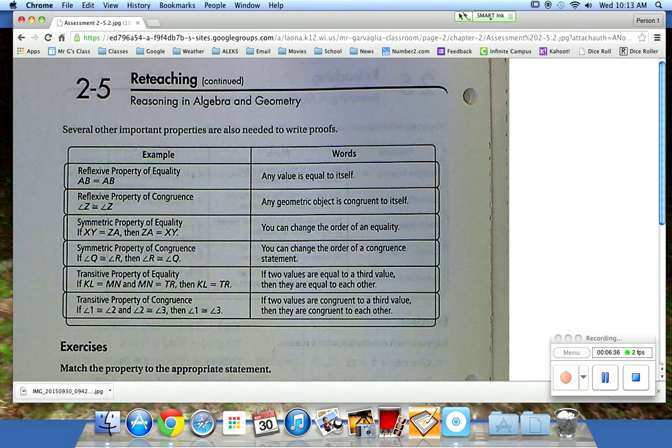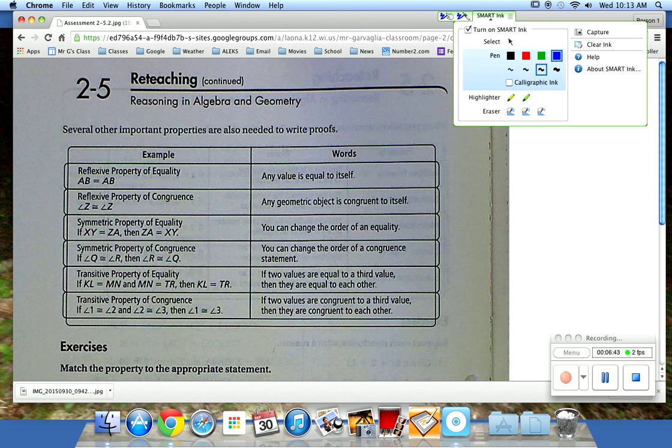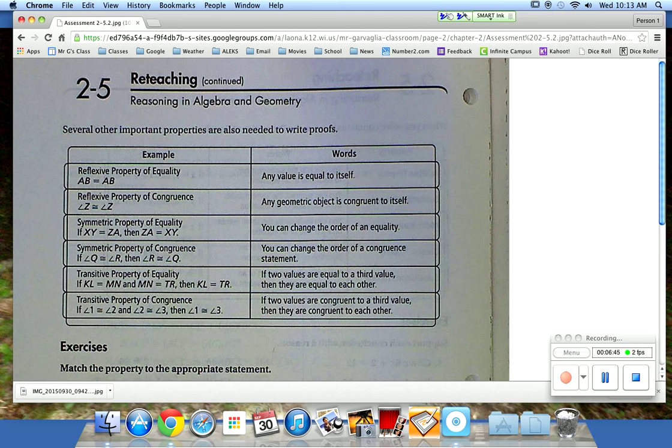Reflex property. We're jumping into some more properties here. In this case, reflexive property. What's happening on this? It's equal to itself. Any value is equal to itself. 3 equals 3. AB equals AB. That's the reflexive property of equality, the reflexive property of congruency.